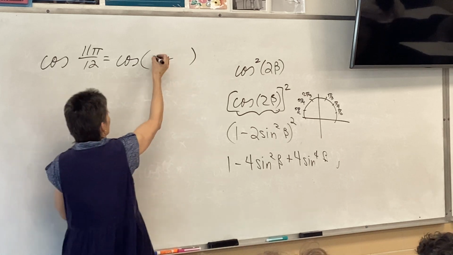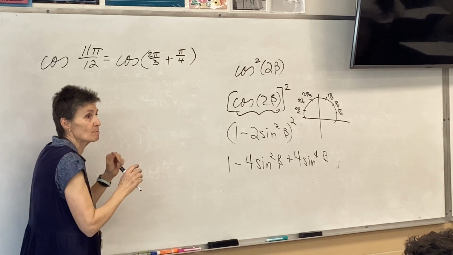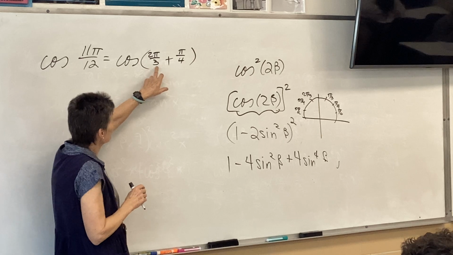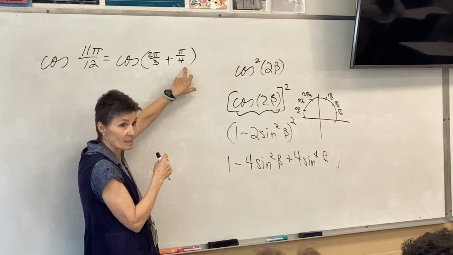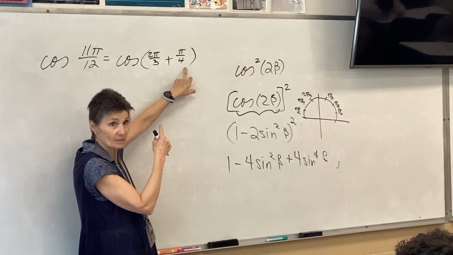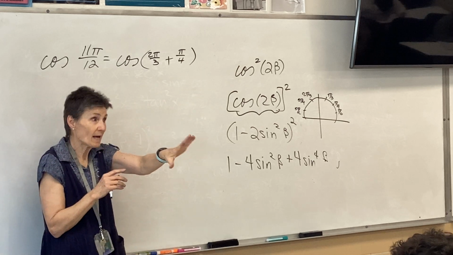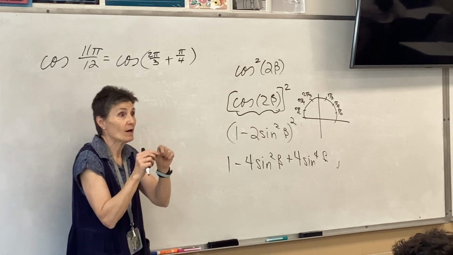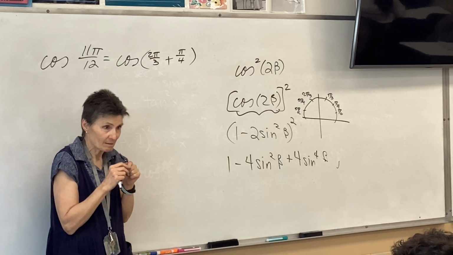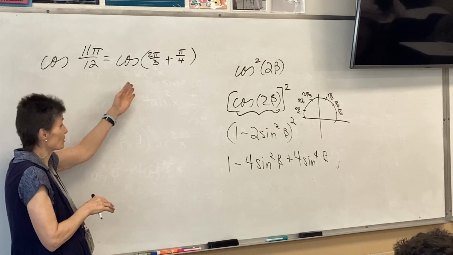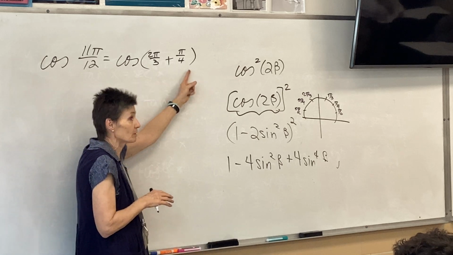2 pi over 3 and pi over 4. Let's check his math. This would be 8/12, and this would be 3/12. Does that add up to 11? I think so. Yep. Now, this is where Alex's point comes in. Are there other combinations we could be doing? Yes, there are many. We'll go with this because it was the first suggestion, but there are many other ways that you could start the problem.